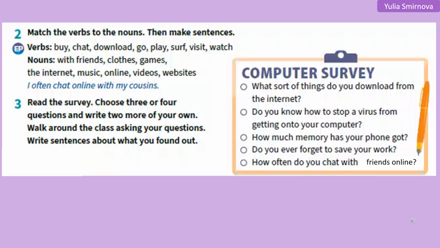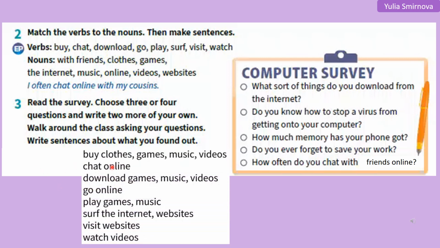Let's do exercise number 2. Match the verbs to the nouns and make the sentences. For example, buy clothes, buy games, buy music, videos, chat online, download games, music, videos, go online, play games, music, surf the internet, websites, visit websites, and watch videos.